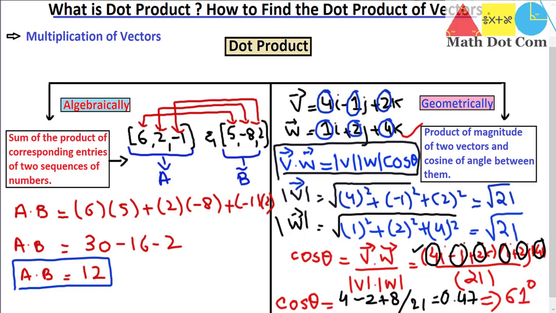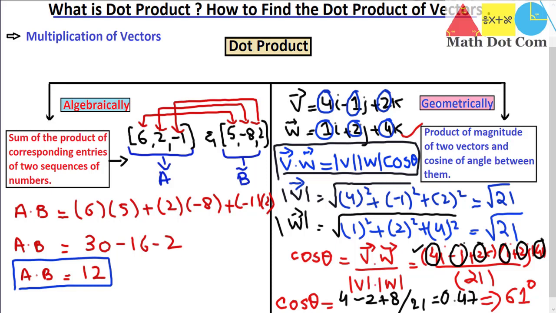So this is how you can find the angle between the two vectors. Today we have learned two methods to find the dot product of two vectors. One is the algebraic method and the other is geometrical. In the algebraic method, we multiply the corresponding components of the vectors, and in the geometrical method we use a formula where we multiply the magnitudes of the two vectors with the cosine of the angle between them. And by using the geometrical method, we can find the angle between the two vectors.